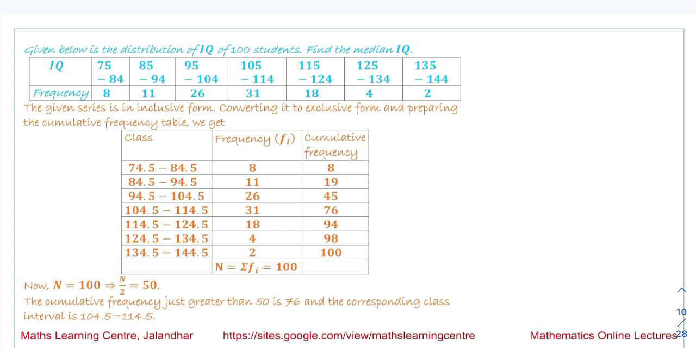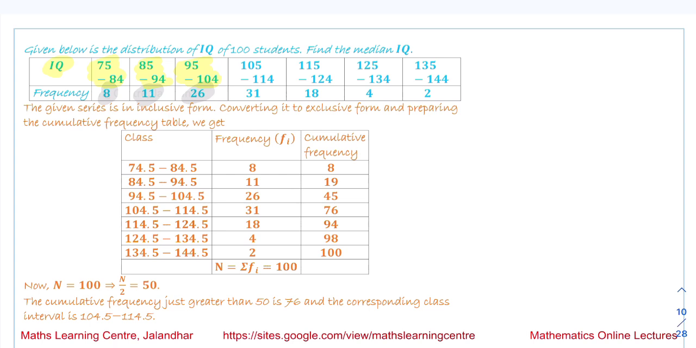Now next, given below is the distribution of IQ of 100 students. Find the mean IQ. So these are the values given to us. This range is given 75 to 84, then 85 to 94, 95 to 104, and these are the corresponding frequencies that are given to us.